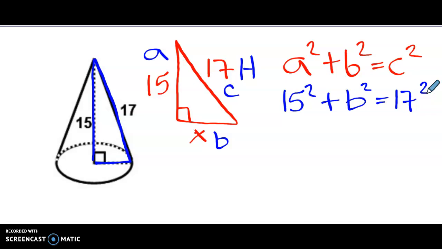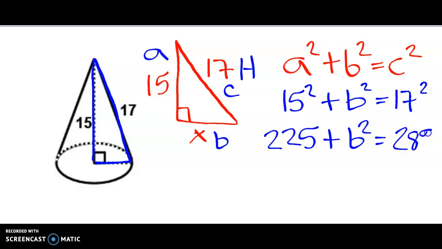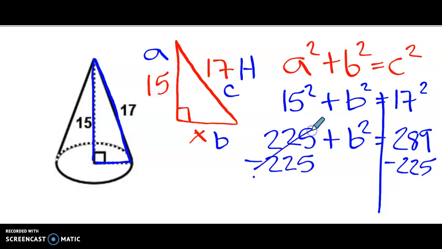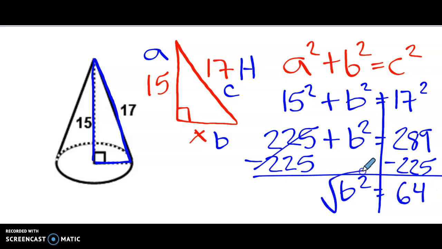All right, 15 squared is 225. You still have that unknown, equal to 17 squared, which is 289. All right, because we're looking for b, we're going to get the b on its own. So I'm going to subtract that 225 from both sides. 289 minus 225 is 64. These cancel, and you have your b squared, and that'll be equal to 64. And then our last step is to take the square root of it.